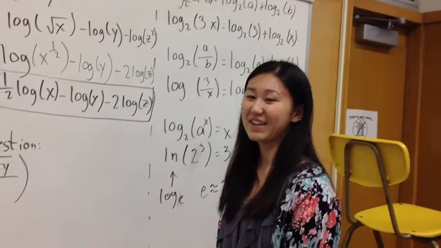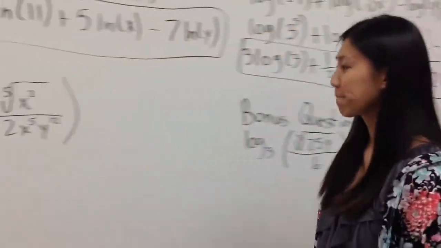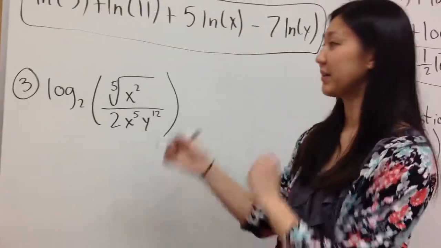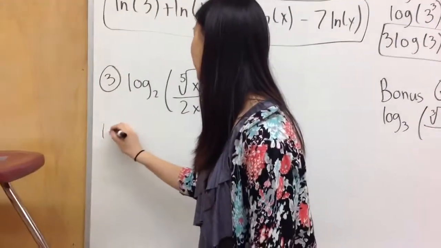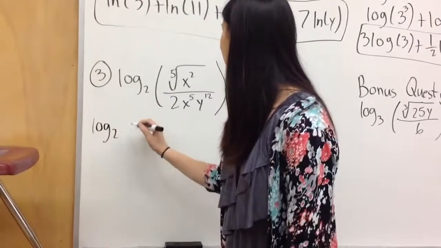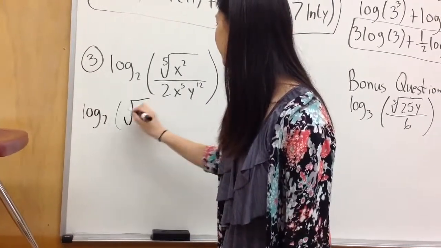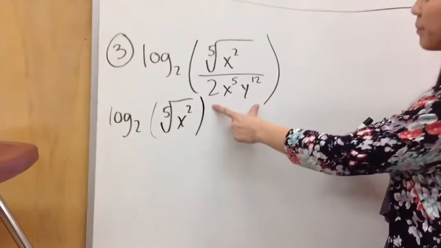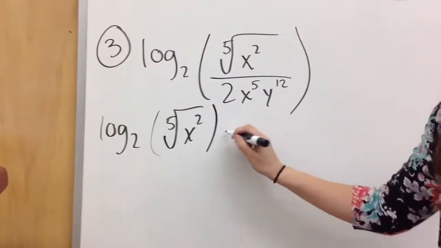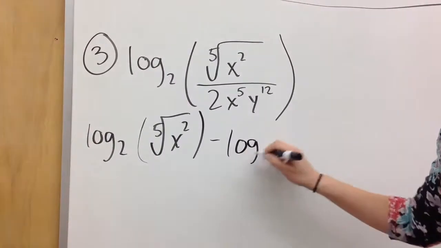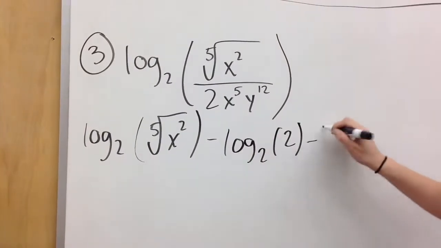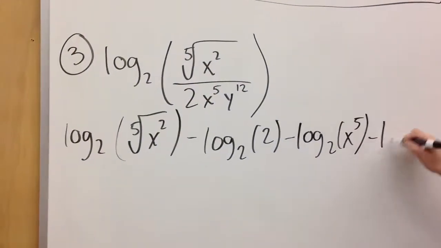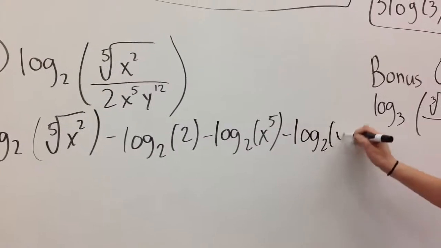Okay, and let's look at our last example before the bonus question. So here's our last example. We're going to, again, do the multiplying and dividing first. So we have log base 2 of the 5th root of x squared. Again, these are all in the bottom, so they're all going to be minus. So minus log base 2 of 2 minus log base 2 of x to the 5th and minus log base 2 of y to the 12th.